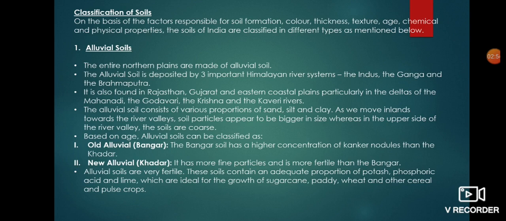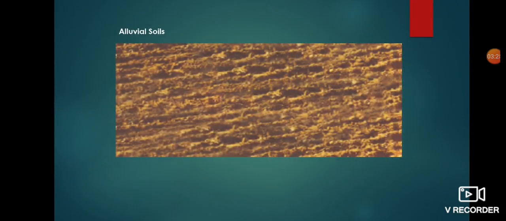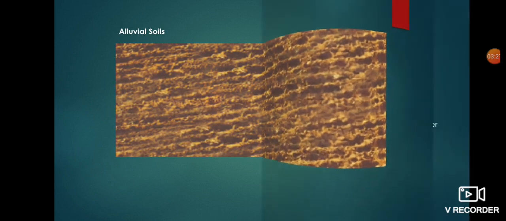The Bhangar soil has a higher concentration of kankar nodules than the Khadar. The new alluvial soil has more fine particles and is more fertile in comparison to Bhangar. Alluvial soils are very fertile. These soils contain an adequate proportion of potash, phosphoric acid and lime, which are ideal for the growth of sugarcane, paddy, wheat and other cereal and pulse crops. You can see the picture of the alluvial soil.